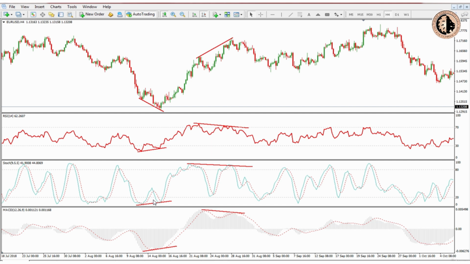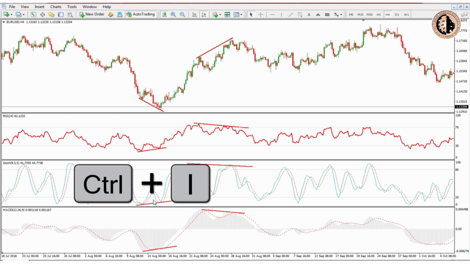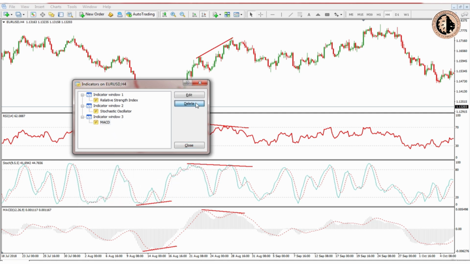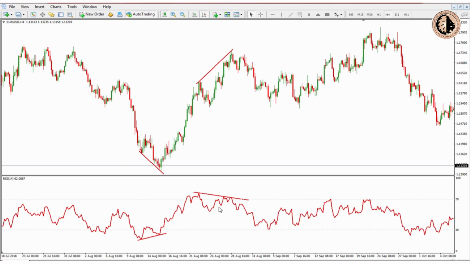Okay, let me remove these 2. How will I do this? Control button and the letter I. And a list of indicators will open. MACD delete, stochastic delete, close. Okay, I hope everything was clear to you.